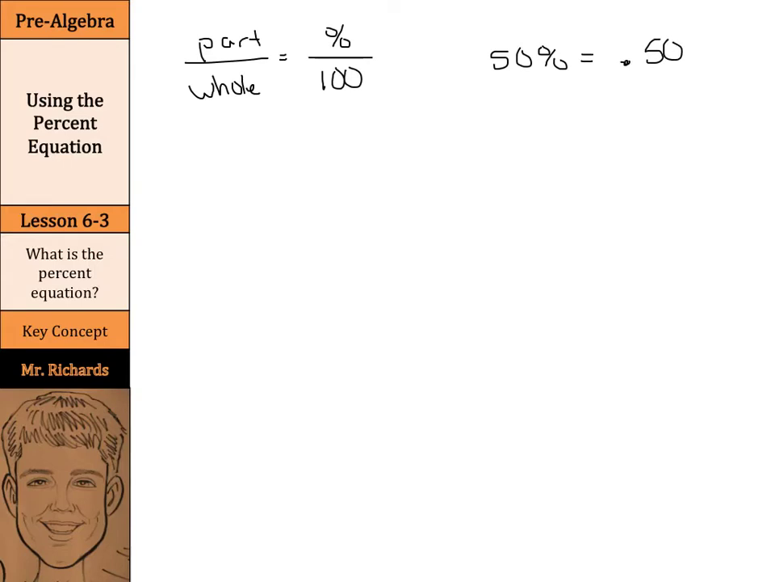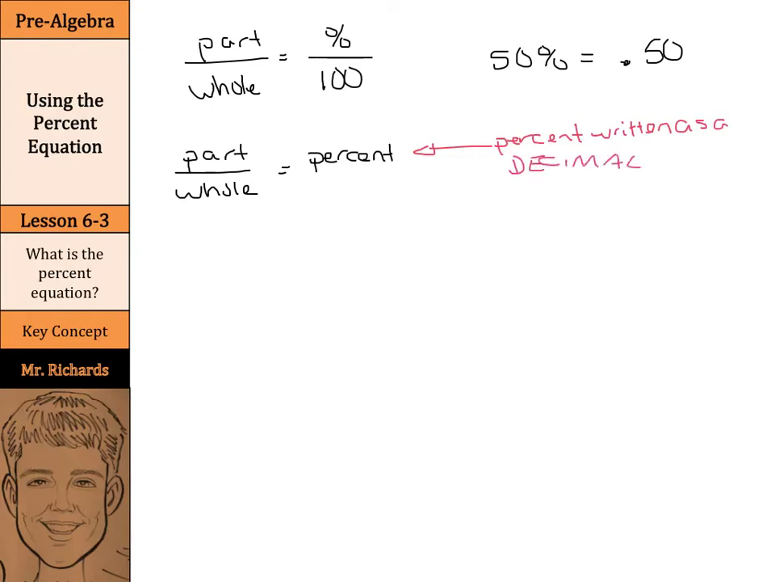Now let's convert our proportion into our equation. If we write this as part over whole equals just our percent, our key here is that the percent in the equation needs to be written as a decimal. That's going to be one of our differences between the proportion and the equation. In the proportion, we could just use the whole number percent. Here we're going to use the percent as a decimal.